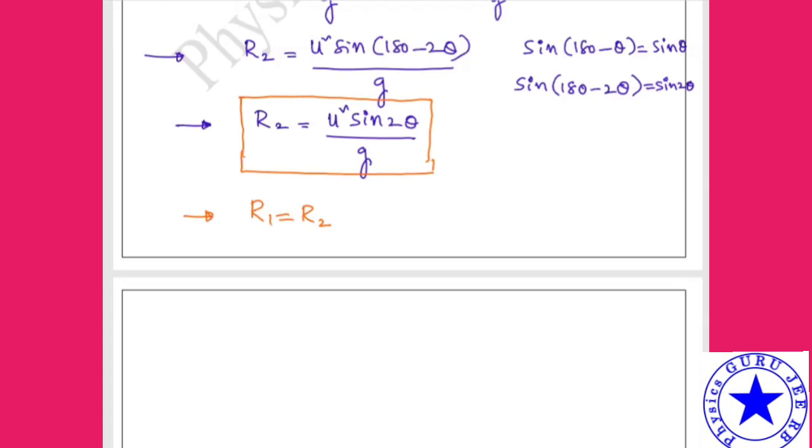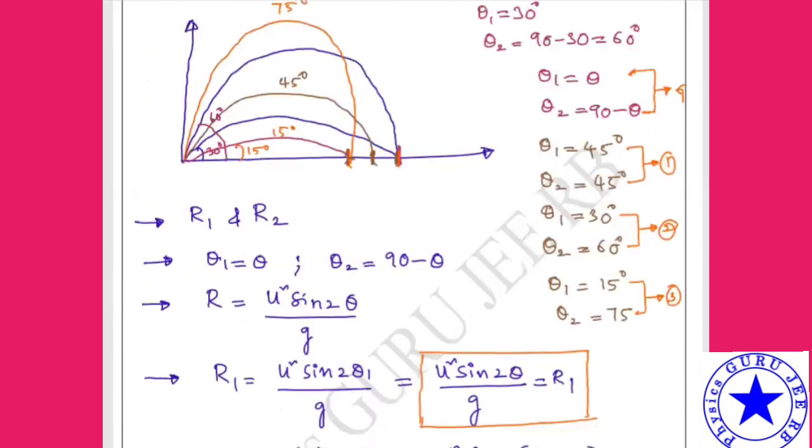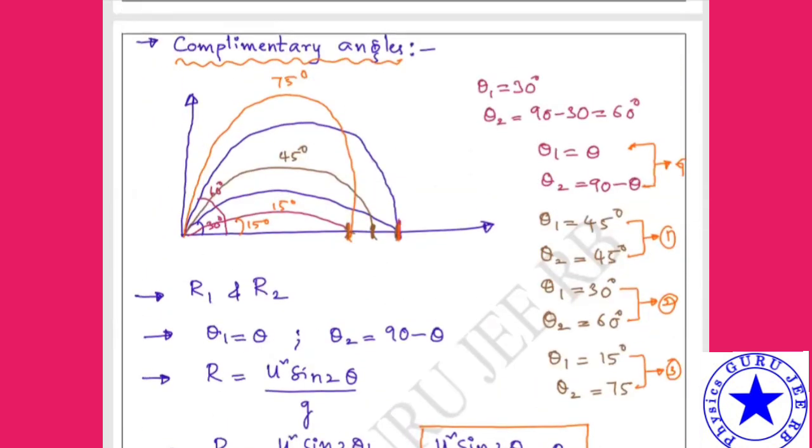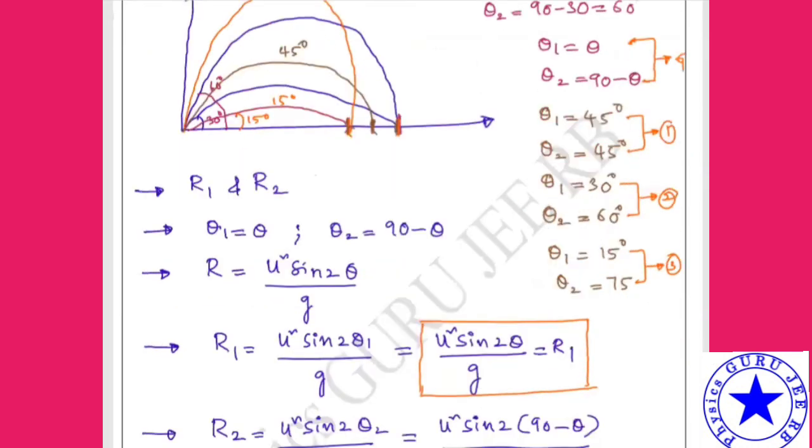One is theta, the range is R1. 90 minus theta, the range is R2. So what is the meaning of that? If you project with 30 degrees or 60 degrees angle, they will reach the same distance. That's the meaning of the complementary angles. Hope this is clear to all of you. Yes, no, tell me everybody, anybody have any doubts?